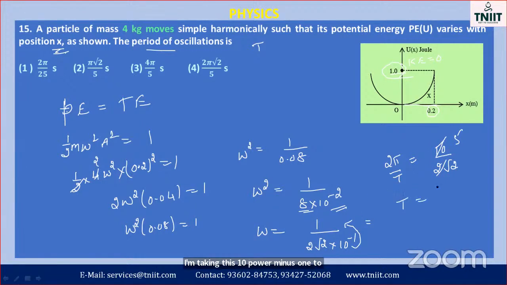So what will be T? It is 2 root 2 pi divided by this 5. Cross multiply: T goes this side, 5 comes to this side. So capital T value should be equal to 2 root 2 pi divided by 5.